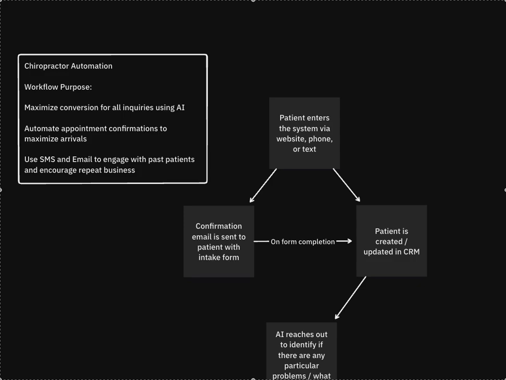All right, guys, here we've got an automation that'd be good for a chiropractor. Primary purposes here are going to just be maximize conversions for all inquiries using AI. I imagine that a lot of chiropractors are answering a lot of questions to people that aren't sure if it's going to work for them or be something that they'd want to do. So you can train an AI to give these people all the answers they need and keep you out of that just basic question answering process. You can spend your time on more important things.